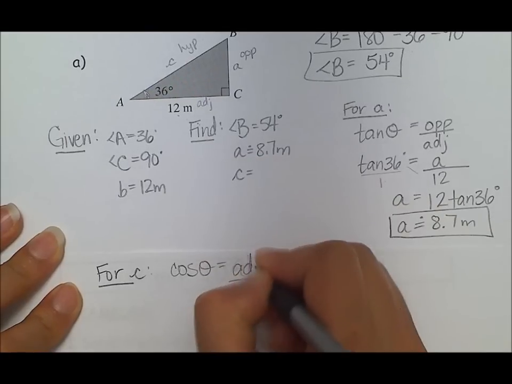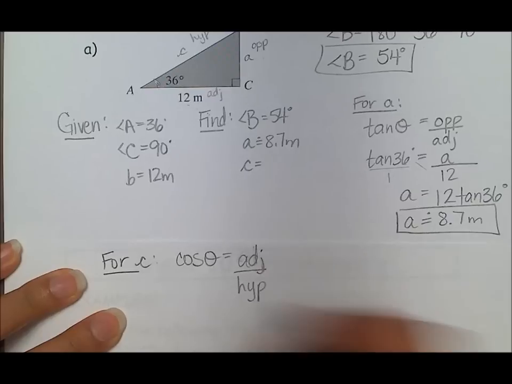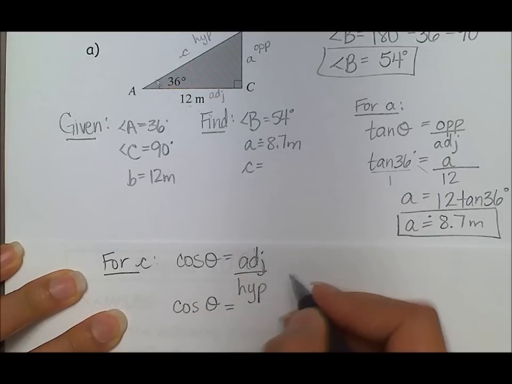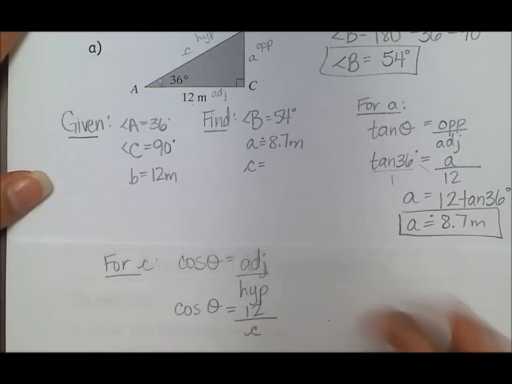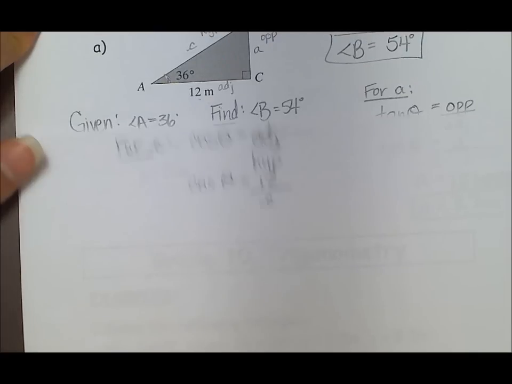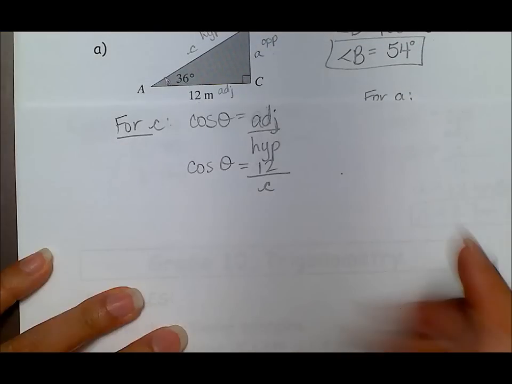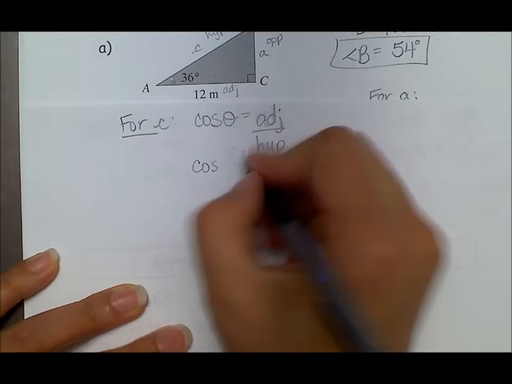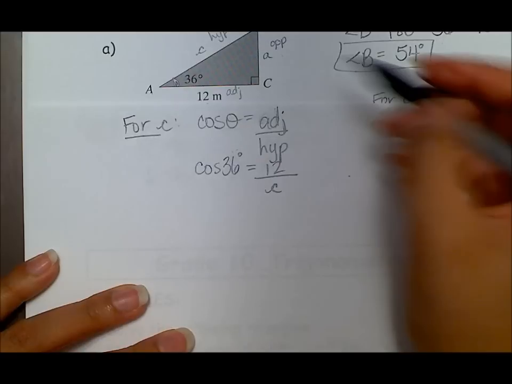Okay, and I'm going to plug in the information that I know. And so I have cos theta equals, the adjacent side is 12, and the hypotenuse is C. Okay, and so I'm going to try to solve for C again. And I forgot to replace the angle. The angle was 36 degrees, so there we go. So cos of 36 degrees equals the adjacent side over the hypotenuse.